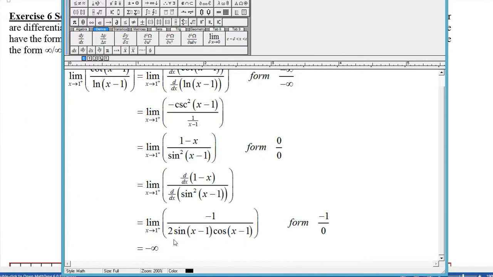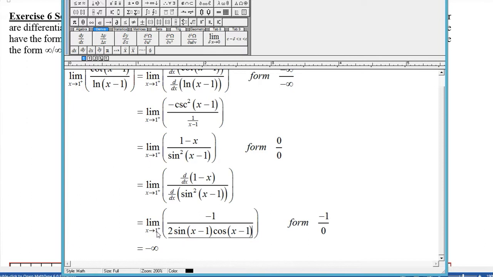But when you look at this form, as x approaches 1 from the right, both of these approach 0. So cosine of 0 approaches 1. This is sine of 0, which is 0. So 2 times 0 times 1 is 0. So the bottom is 0. The top is a constant, negative 1. This approaches negative 1 over 0. And so, at least from one side, it's going to approach either infinity or minus infinity. We just need to look at the sign of it to see what's going to happen.